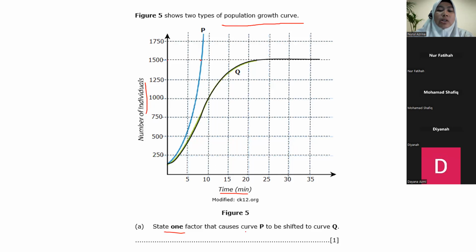First question. State one factor that caused curve P to shift to Q. What factor can cause curve P to go up like this, and then level off? What factors cause P to Q? Environmental resistance. Encountering environmental resistance. Example?